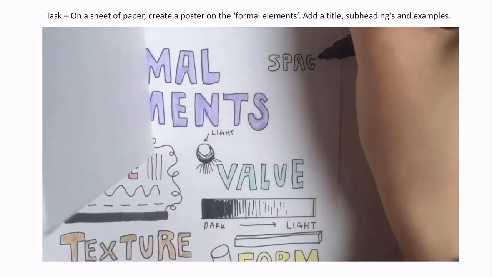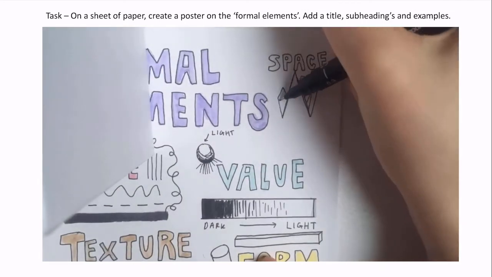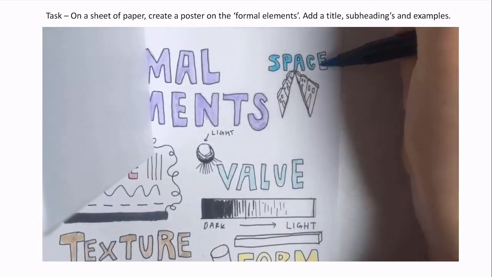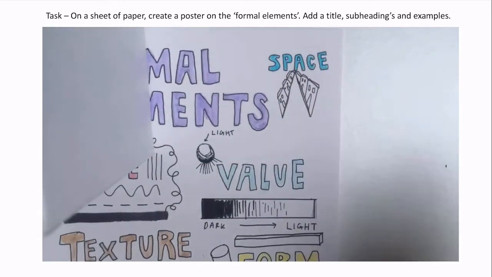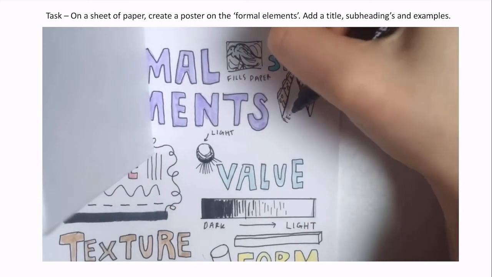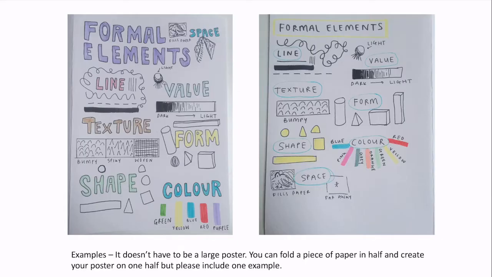You might want to draw the primary colours, or you might want to draw a colour wheel. It's up to you. And then finally, space. So this one was a bit more tricky to draw. I just did a perspective drawing, tiny little one of some buildings. And then I also did an example of filling my page. So I just did a tiny little drawing while I filled my paper.